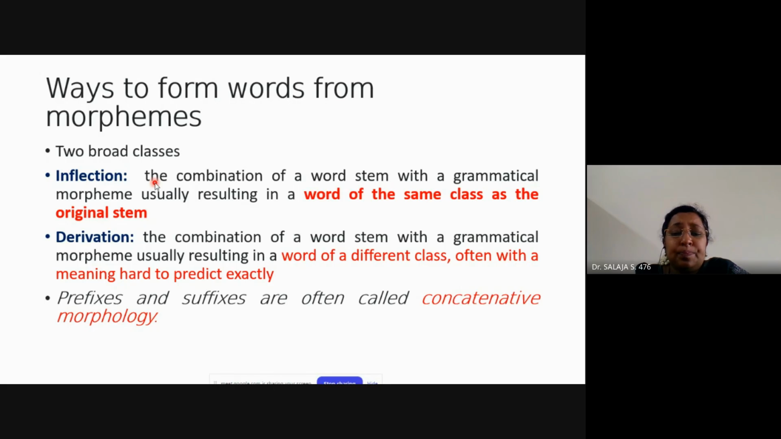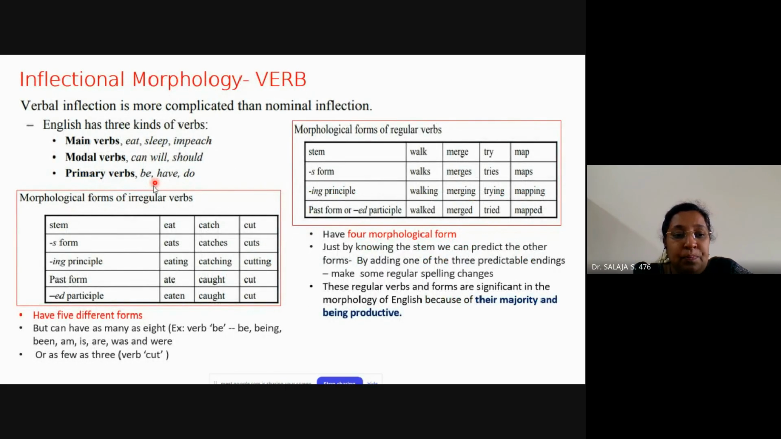But if it gives a word which gives you a different class altogether, then it is really hard to predict the meaning, and therefore this finite state transducer is really going to be tricky.